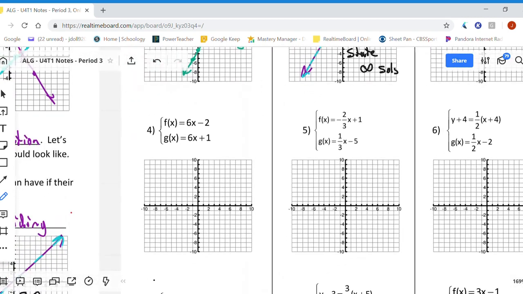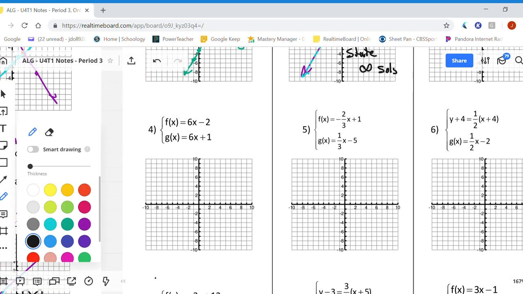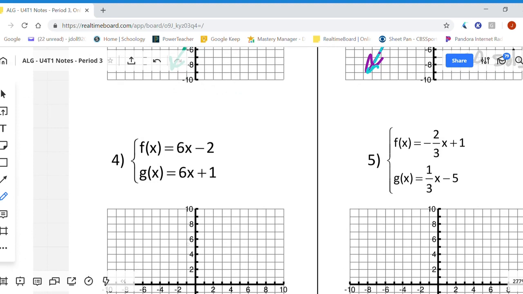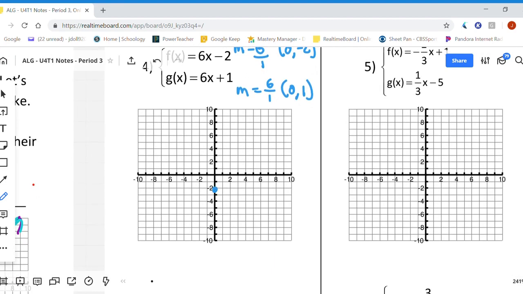All right, now the last one, let's look at number 4 here. Again, we're still both in slope-intercept form. There will be examples that use other forms, but we're working with ones right now that are kind of quick and easy. So my slope is 6 over 1, y-intercept 0, negative 2. Here my slope is 6 over 1, y-intercept 0, 1. So I'm going to go to 0, negative 2, up 6 and right 1, down 6 and left 1. I'm going to start at 0, 1. I'm going to go up 6, right 1, down 6 and left 1.